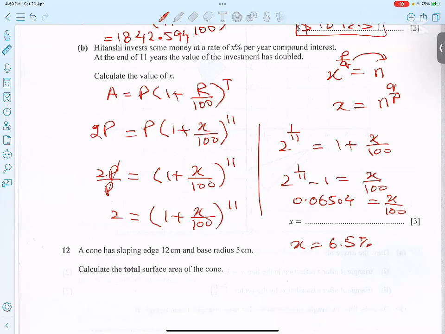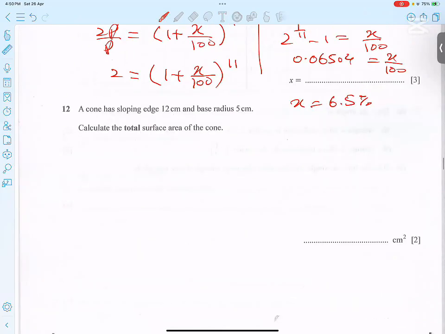And the next part is what we have. A sloping edge is 12 of a cone and base. Sloping edge. What is the sloping edge he talks about?